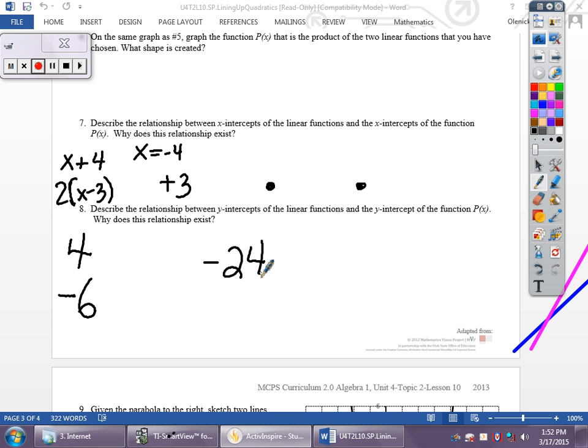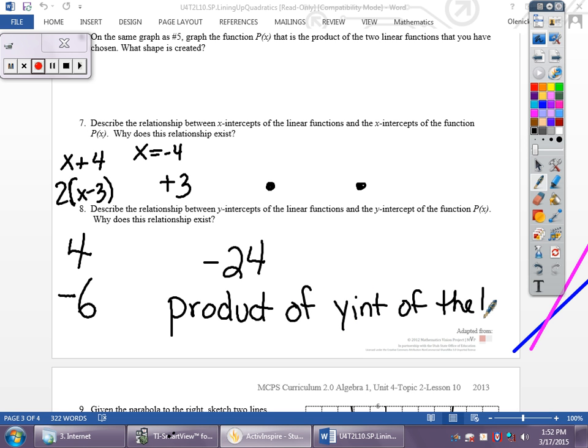So how did we do that? Well, the relationship between the y-intercepts of the linear functions is equal if I take the product. So the product of the y-intercepts of the linear functions is equal to the y-intercept of the parabola. Pretty cool. Remember also to find the y-intercept, we're just replacing x with 0.